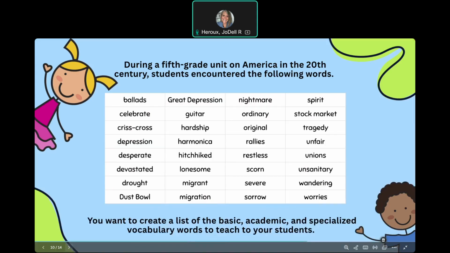vocabulary words, and specialized vocabulary words. So remember, this is a 5th grade unit, and it's a 5th grade social studies unit. So make a column of basic vocabulary, a column of academic vocabulary, and a column of specialized vocabulary. So hit pause and make those lists now.